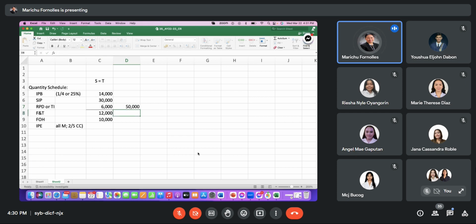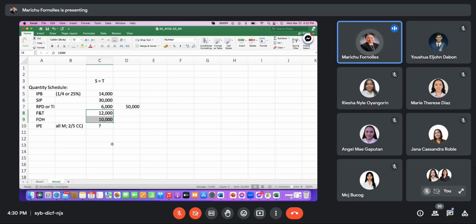Out of 50,000, 12,000 units were finished and transferred out. 10,000 units were finished but still on hand. Therefore, the remaining units are still in process. The question is, how many units are still in process at the end of this month? So what you're going to do is total sources minus the total of the given targets.